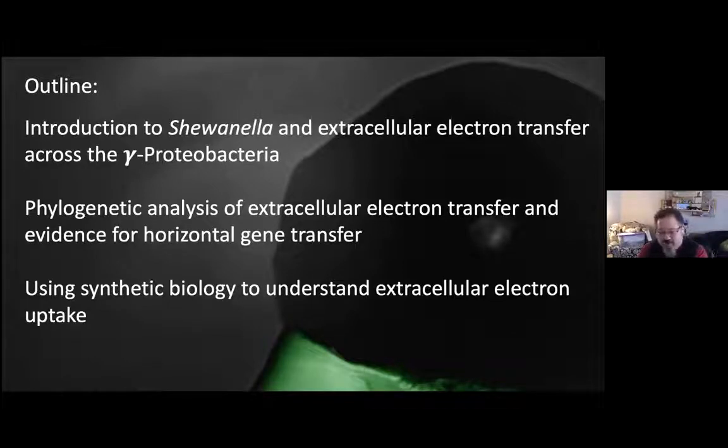So what we've done is take some of these genetic constraints, these lab-based experiments, and move into that sequence space to look at the distribution of extracellular electron transfer. We think we have really good evidence, at least in some cases, for this metabolic process that facilitates iron reduction in the environment, and maybe iron oxidation, and how it can move around in the bacterial world. I think that's really interesting. And then finally, we'll talk a little bit about using genetic methods, or the fancier way of saying it, synthetic biology, to understand extracellular electron uptake in iron oxidizing bacteria.